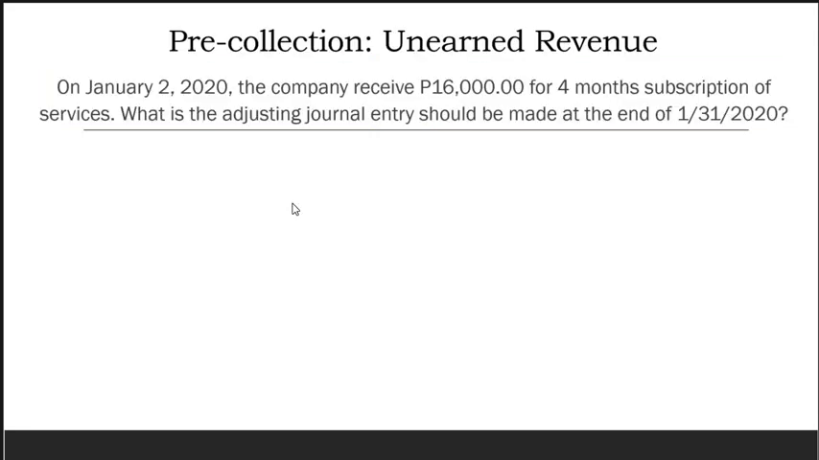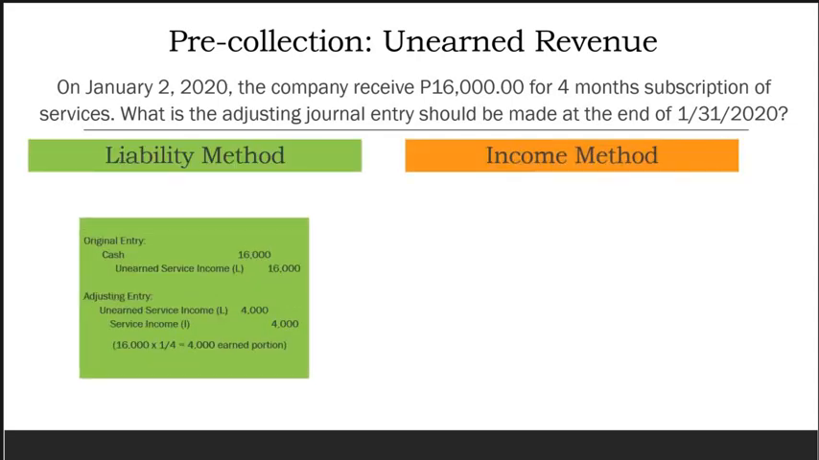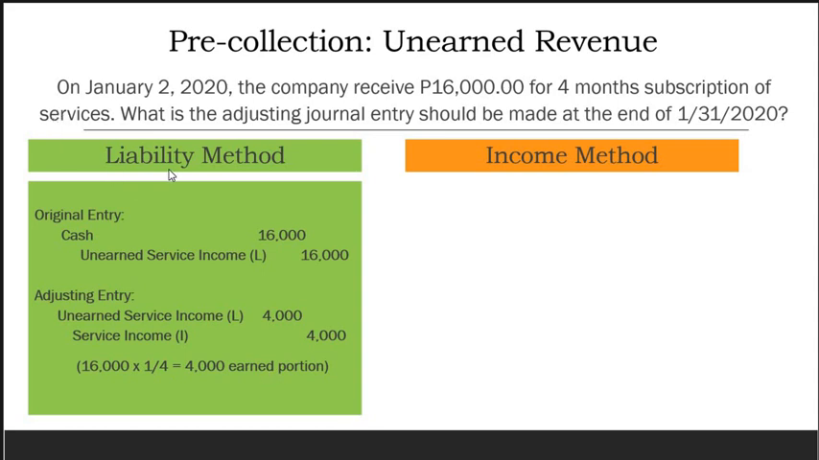So, this is an example of a pre-collection, specifically unearned revenue. On January 2, 2020, the company received $16,000 for a 4-month subscription of services. What adjusting journal entry should be made at the end of January 31, 2020? Okay. So, under the liability method, this is how you're going to record your unearned service income. Debit cash, credit unearned service income of 16,000.